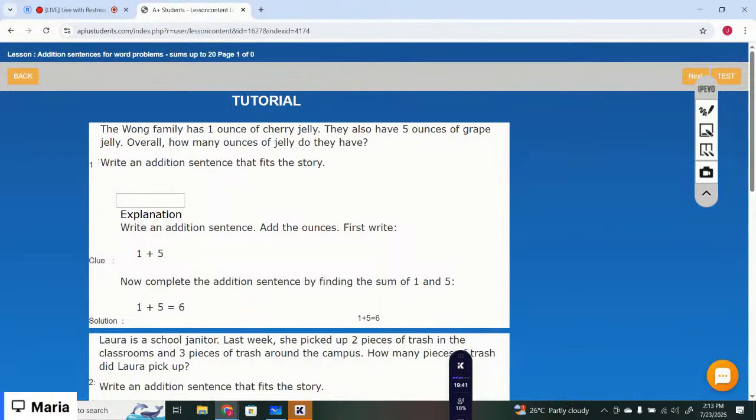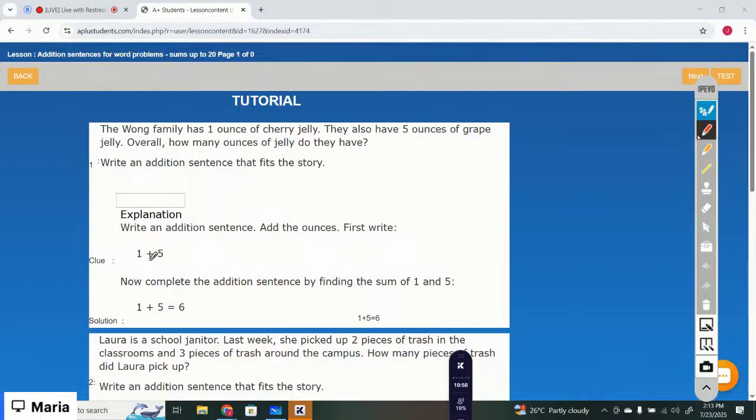The Wong family has 1 ounce of cherry jelly. They also have 5 ounces of grape jelly. Overall, how many ounces of jelly do they have? So you need to calculate how much jelly they have. 1 ounce of cherry jelly and 5 ounces of grape jelly. So 1 plus 5 equals 6. Let's just start with the test questions.